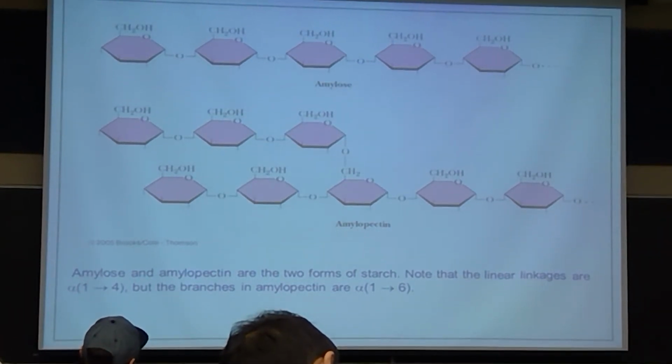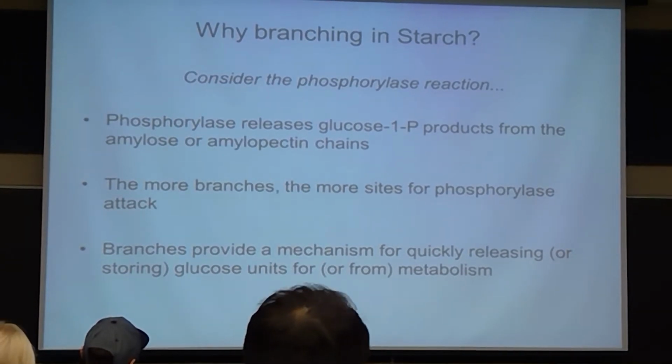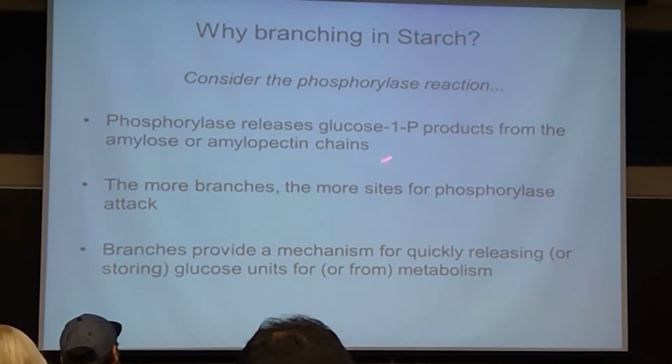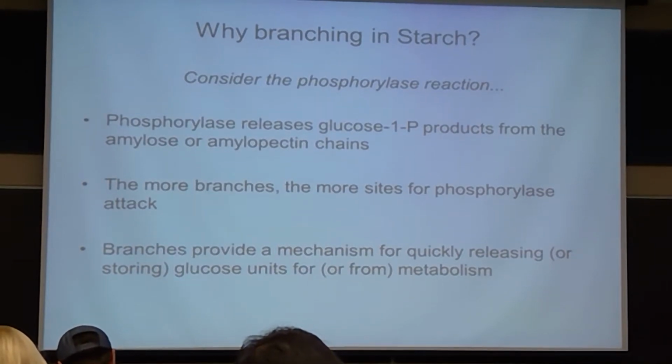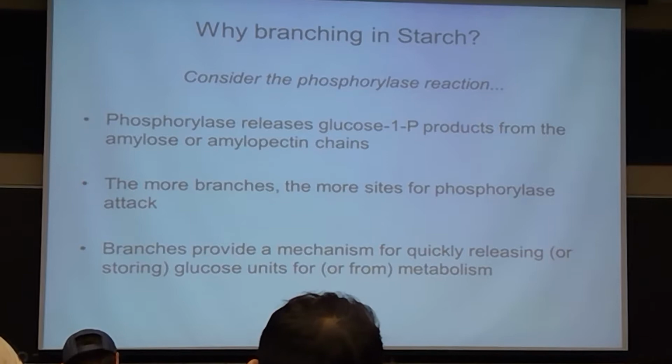Branching in starch is less frequent than glycogen, and the polymeric molecule, glycogen or starch, gets broken down into glucose 1-phosphate with an enzyme, phosphorylase. It's not a hydrolysis, rather phosphorolysis. Right.